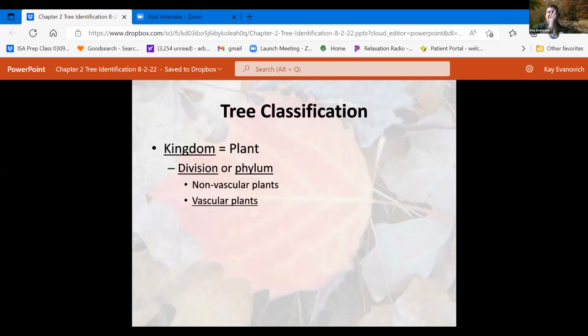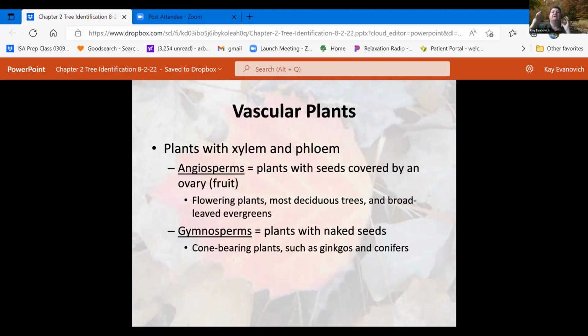So let's get into some classification with kingdoms. Like I said, the kingdom for trees is plant, obviously. Its phylum or division is going to be non-vascular or vascular. So it's one or the other. Let's talk about vascular plants. They're basically plants with a xylem and a phloem. When you talk about biology, you'll realize that trees, deciduous trees especially, with leaves that fall off in the fall and winter, are going to be trees with xylem and phloem, right? That's how most trees work.